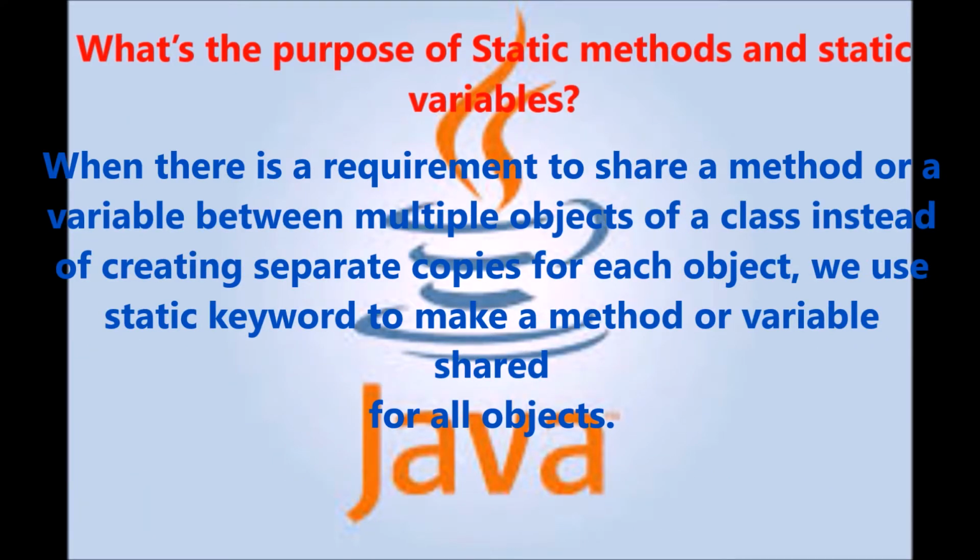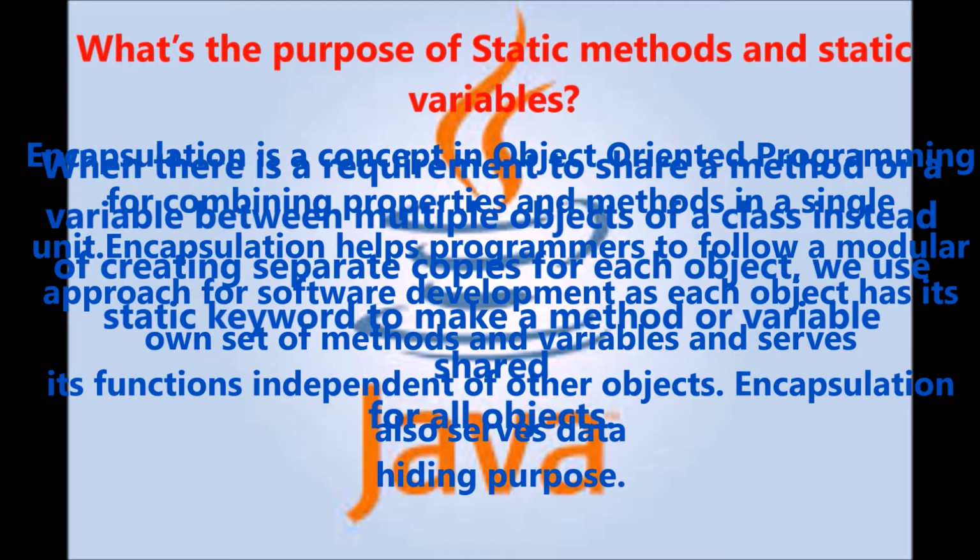What's the purpose of static methods and static variables? When there is a requirement to share a method or a variable between multiple objects of a class instead of creating separate copies for each object, we use static keyword to make a method or variable shared for all objects.